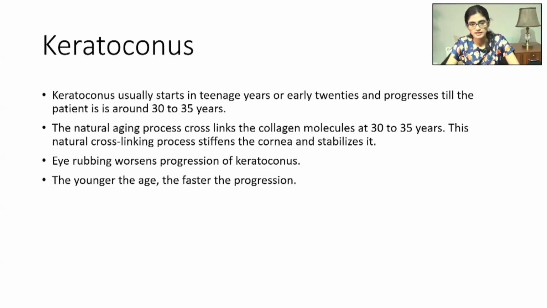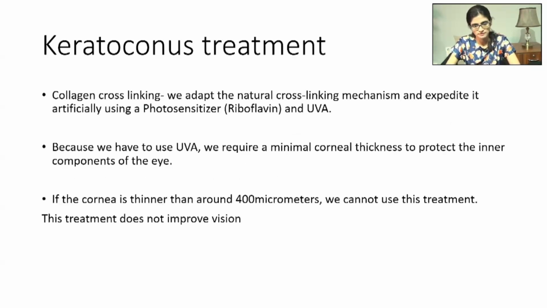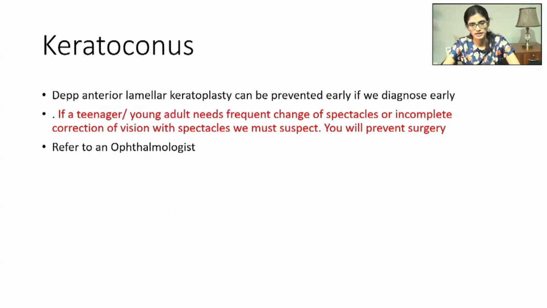So detecting keratoconus has to be done early, and it has to be done by being suspicious in this age group, the teenage years. You have to monitor their spectacle errors and whether they require spectacles, say every 4 to 6 months, whether they need a change in their spectacles. Then you suspect keratoconus and you can refer to an ophthalmologist. So the take-home message is, in a teenager or young adult, if they need frequent change of spectacles, you need to send them immediately to screen for keratoconus.